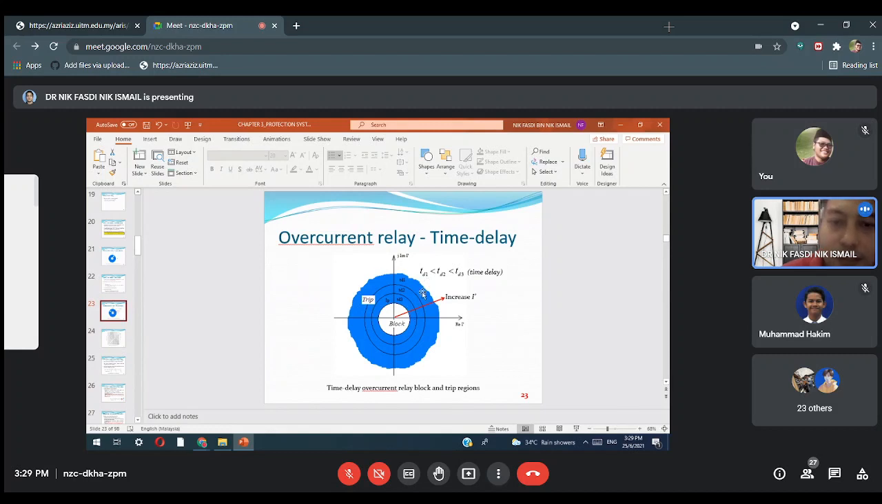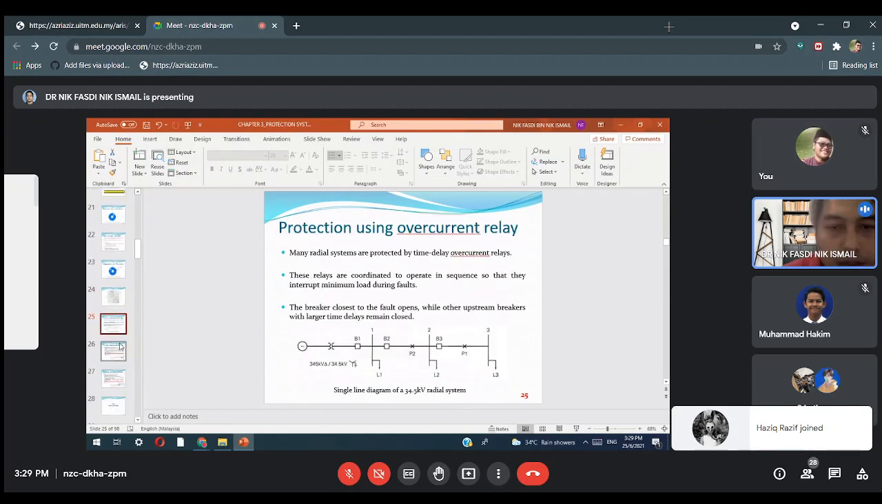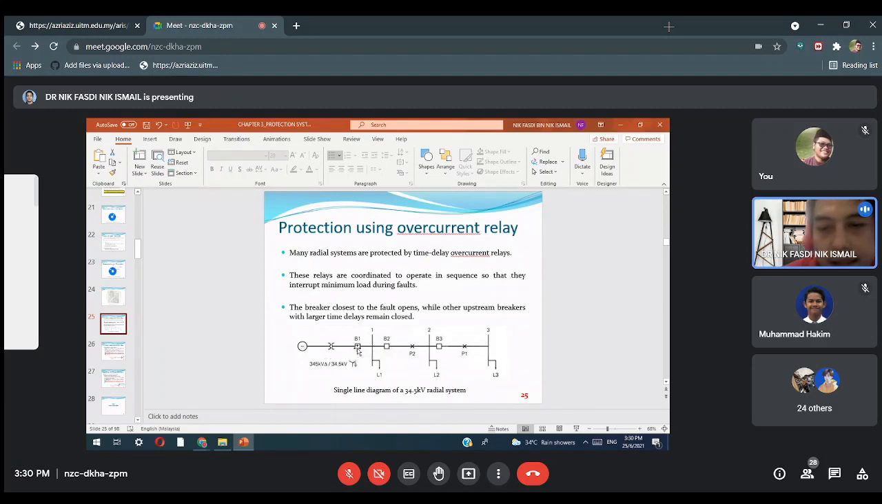So we can see from here TD3, TD1 is usually the fastest, in terms of time. Meaning the fastest is this one. Paling okay. Alright. Then you have this curve. Then we are using the overcurrent relay to protect the single line diagram.